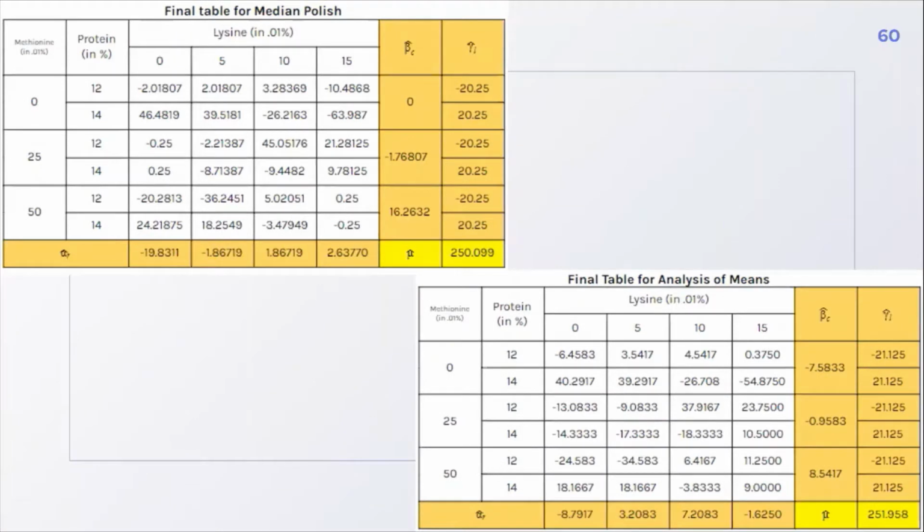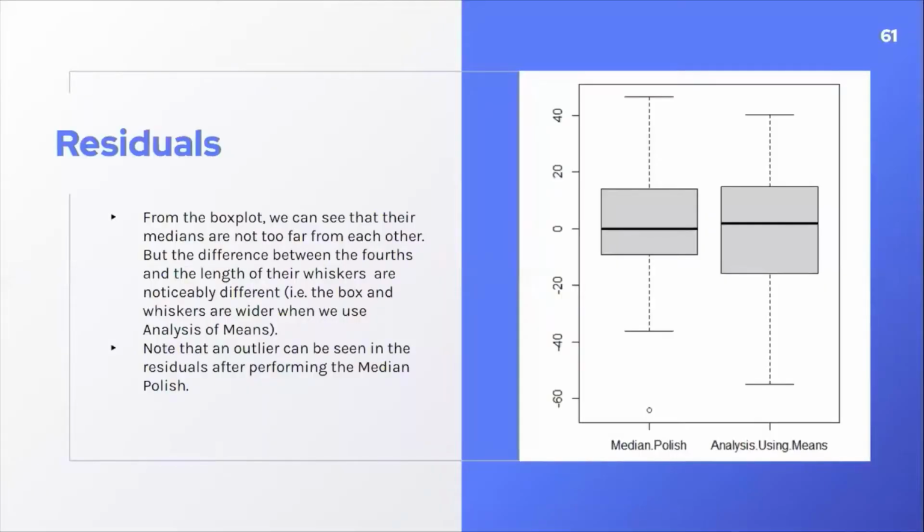If we construct the box plot of the residuals, we will see that their medians are not too far from each other, but the difference between the forks and the length of the whiskers are noticeably different. That is, the box and whiskers are wider when we use analysis of means. We will also notice that an outlier can be seen in the residuals after performing the median polish.